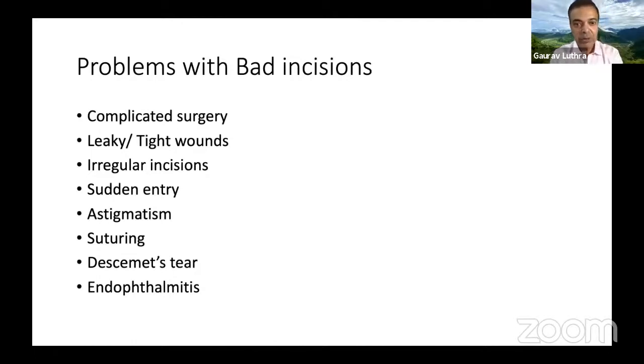Now, most importantly, in today's world where we are aiming for perfection, astigmatism, either inducing astigmatism with your incision or having a bad incision which you need to suture, can both compromise your surgery. Decimate steers, Kamal spoke so well, and they can be a big problem with blunt instruments or poor quality keratomes. And of course, if you have a very bad incision, you could have inflammation, you could have endophthalmitis.